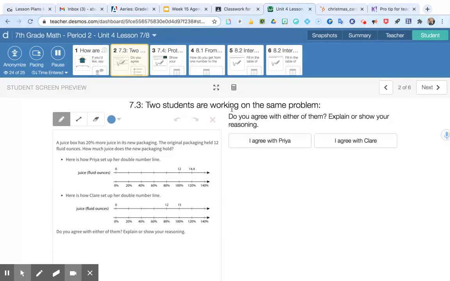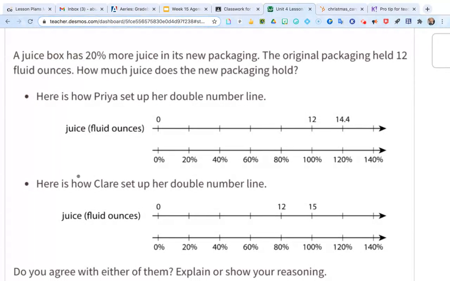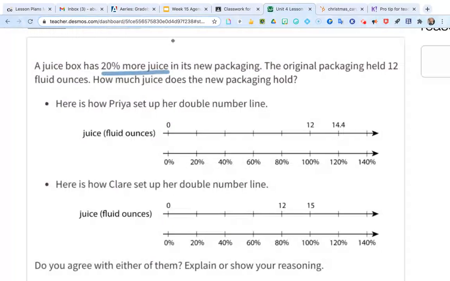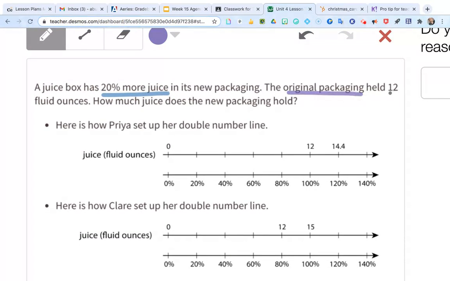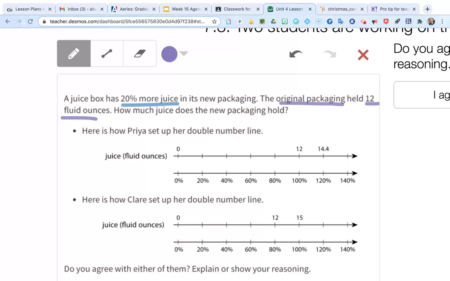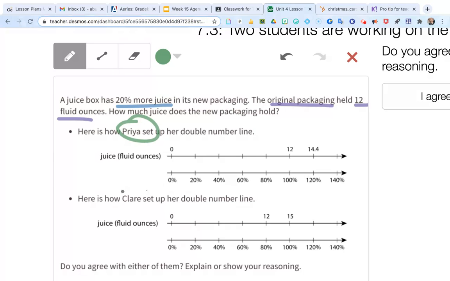Number 2 says 2 students are working on the same problem. Do you agree with either of them? So the problem is a juice box has 20% more juice in its new packaging. The original packaging held 12 ounces. How much juice does the new packaging hold? So we have 2 different students. We have Priya and how she set up her double number line. We have Claire and how she set up her double number line.